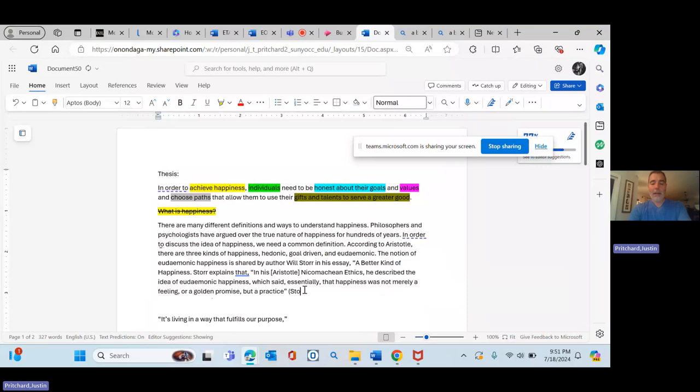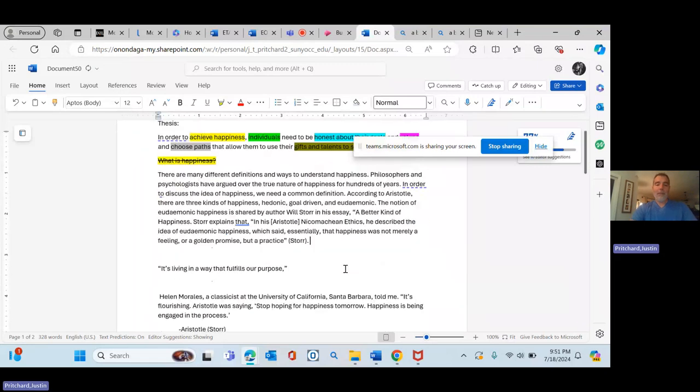And I'm going to go over in another little clip what you need to do to cite in MLA format. But the notion of eudaimonic happiness is shared by author Will Storr in his essay, A Better Kind of Happiness. So now I'm telling you where this is coming from. And now I say Storr explains that, and I just copy and paste it in Aristotle's Nicomachean Ethics. He describes the idea of eudaimonic happiness, which said essentially that happiness was not merely a feeling or a golden promise, but a practice.